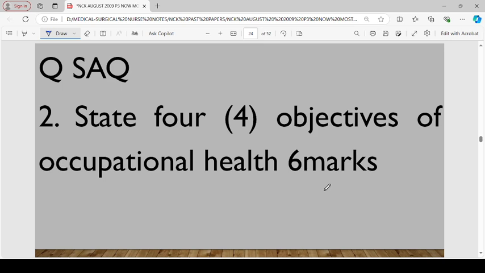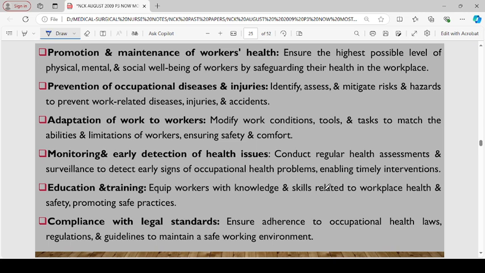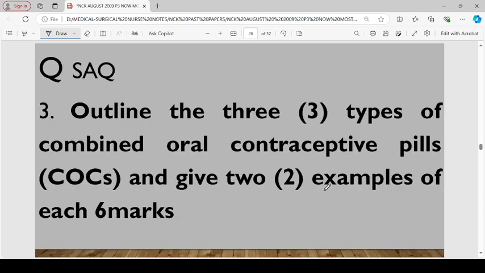That's what you need to look at. State 4 objectives of occupational health and safety. They are several: compliance with legal standards, education and training, monitoring and early detection of health issues, adaptation of work to workers, prevention of occupational diseases and injuries, and promotion and maintenance of workers' health.